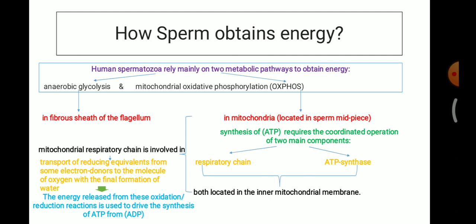Synthesis of ATP requires the coordinated operation of two main components, that is the respiratory chain and ATP synthase. Both are located in the inner mitochondrial membrane. The respiratory chain is involved in the transport of reducing equivalents from electron donors to the molecule of oxygen with the final formation of water, and the energy released from these oxidation or reduction reactions is used to drive the synthesis of ATP from ADP.